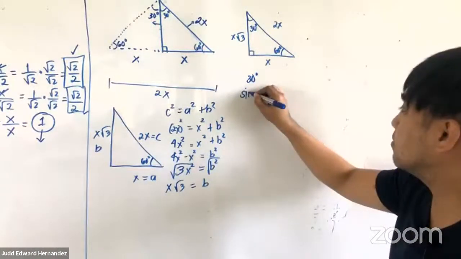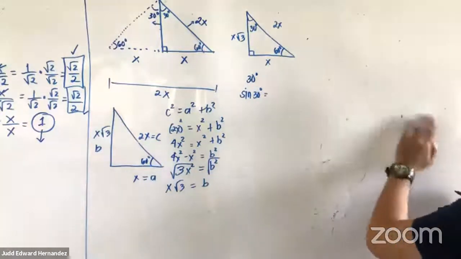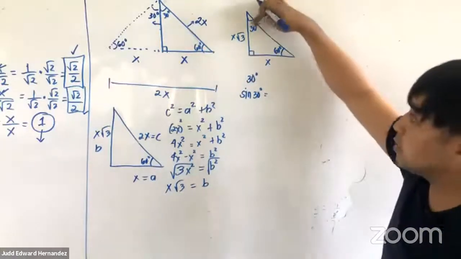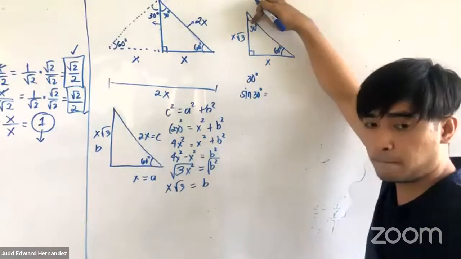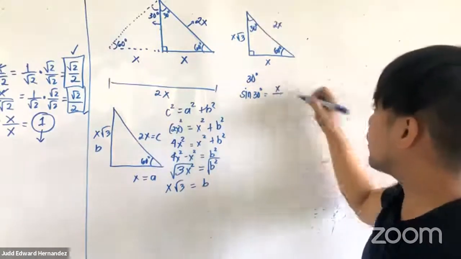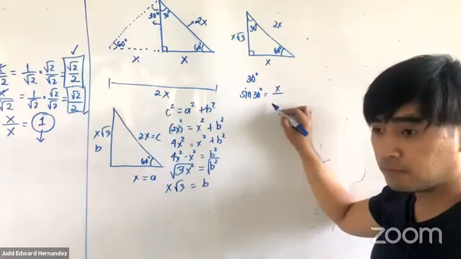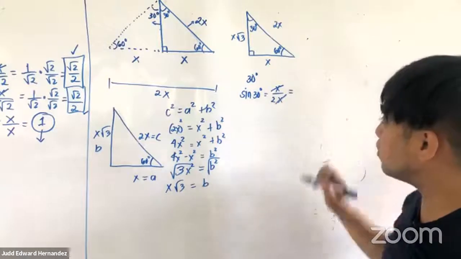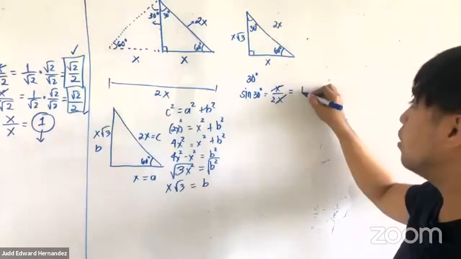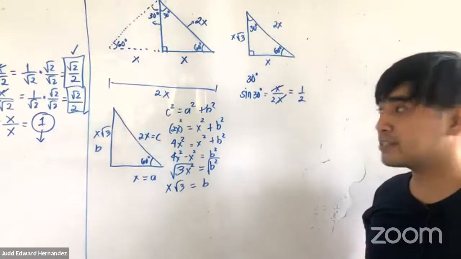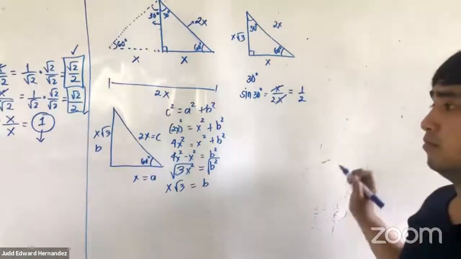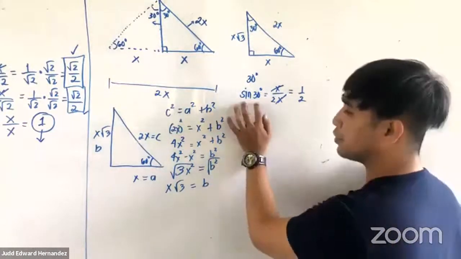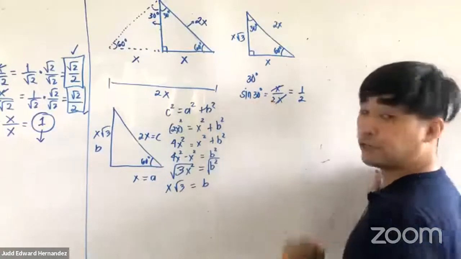Okay, sine 30. What is sine 30? Sine is opposite over hypotenuse. This is 30 degrees. What is the opposite side of 30 degrees? X. Over hypotenuse, which is 2x. What is x over 2x? Cancel x, that is equal to 1/2. Paki-check po sa calculator nyo, what is sine 30 degrees? 1/2. Therefore, if this is sine 30 degrees, what is the complement of sine 30 degrees?